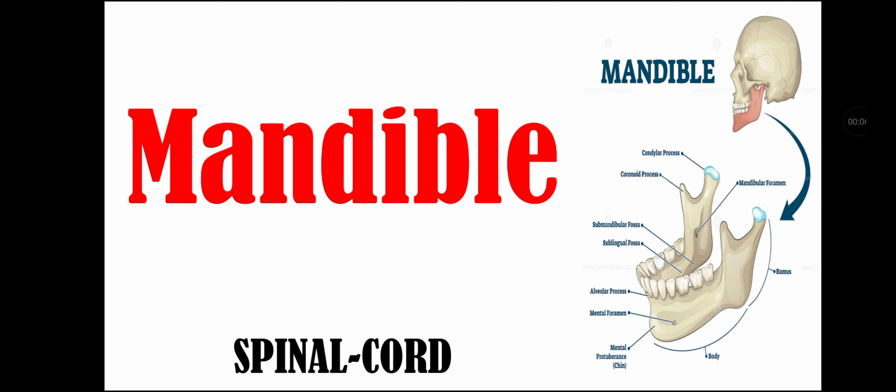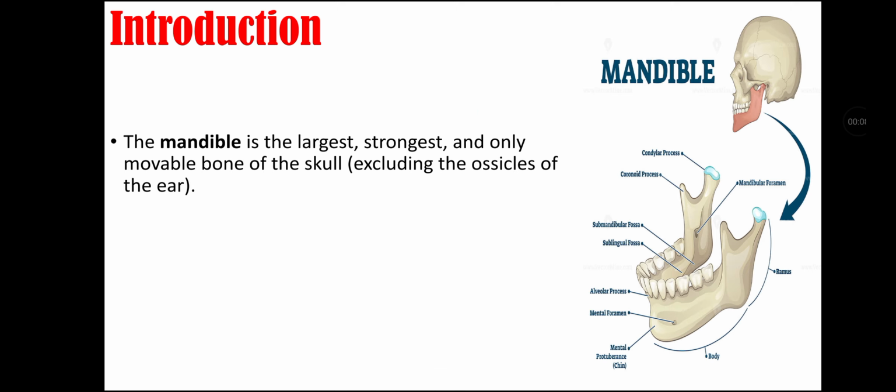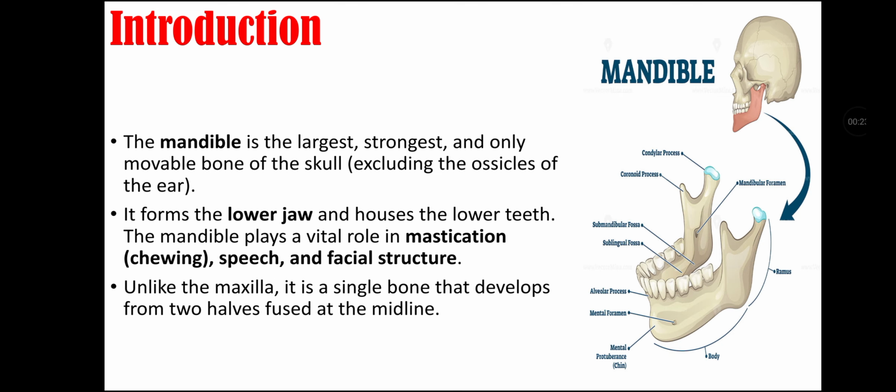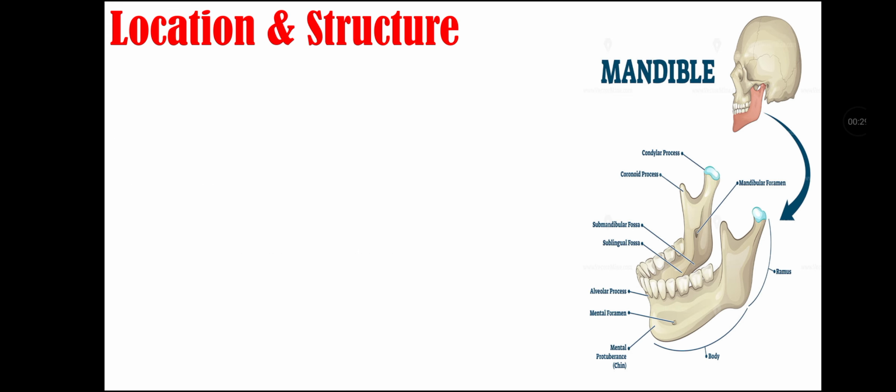So let's start our topic with introduction. Mandible is the largest, strongest and only movable bone of the skull, excluding the ossicles of the ear. It forms the lower jaw and houses the lower teeth. Mandible plays a vital role in mastication, speech and facial structure. Unlike maxilla, it is a single bone that develops from two halves fused at the midline.